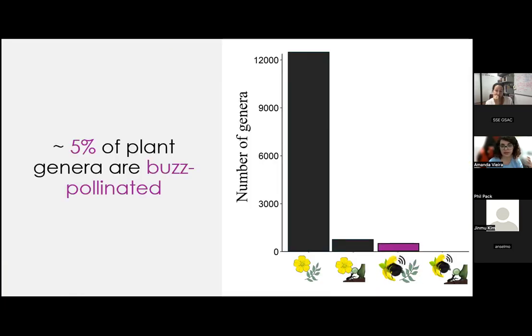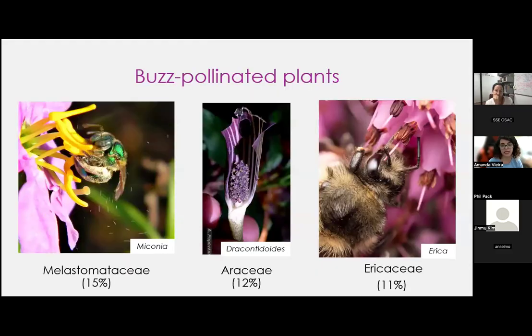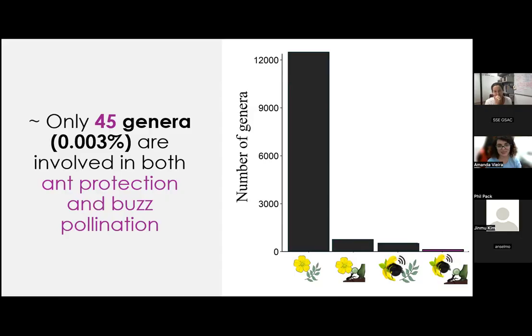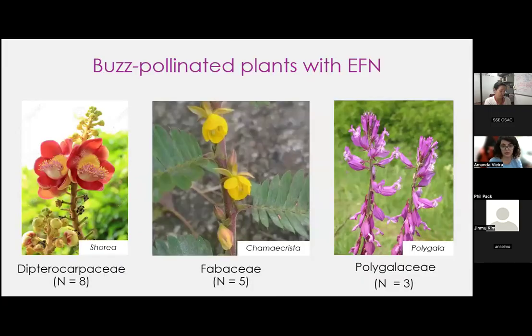Regarding buzz-pollination, 5% of all plant genera are buzz-pollinated, and most of these genera are in Melastomataceae, Araceae, and Ericaceae. And only 45 genera, or 0.003% of all plant genera, are involved in ant protection with extrafloral nectaries and buzz-pollination. Most of them are Dipterocarpaceae with 8 genera, Fabaceae with 5 genera, and Polygalaceae with 3 genera.